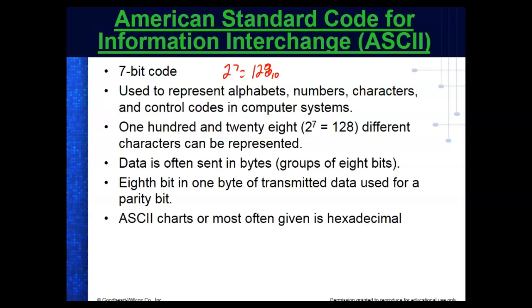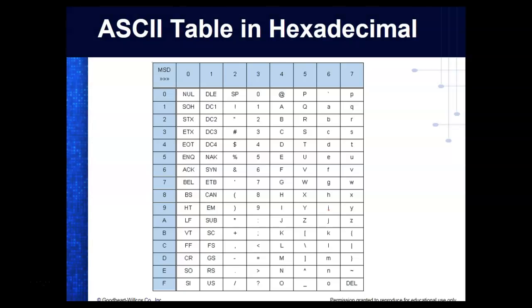That is often seen in byte groups of 8 bits. The 8th bit in 1 byte of transmission data is used for something called parity. The ASCII chart is most often given in hexadecimal. So this is the ASCII code chart. It should be on the back of your sheet.